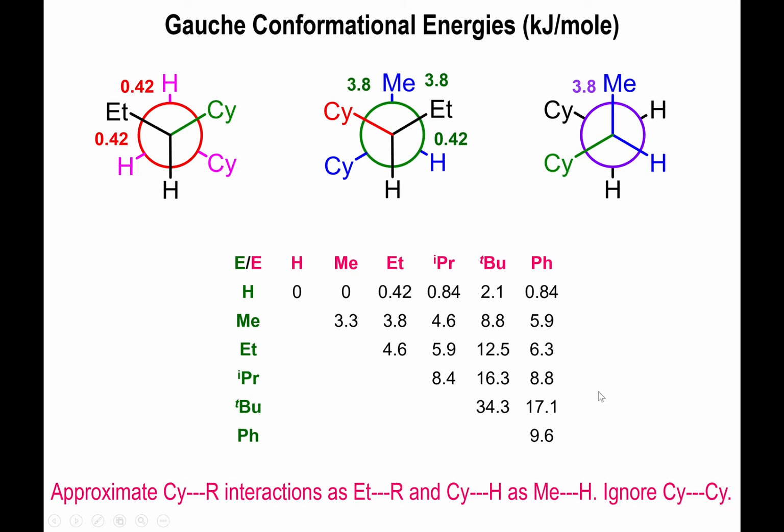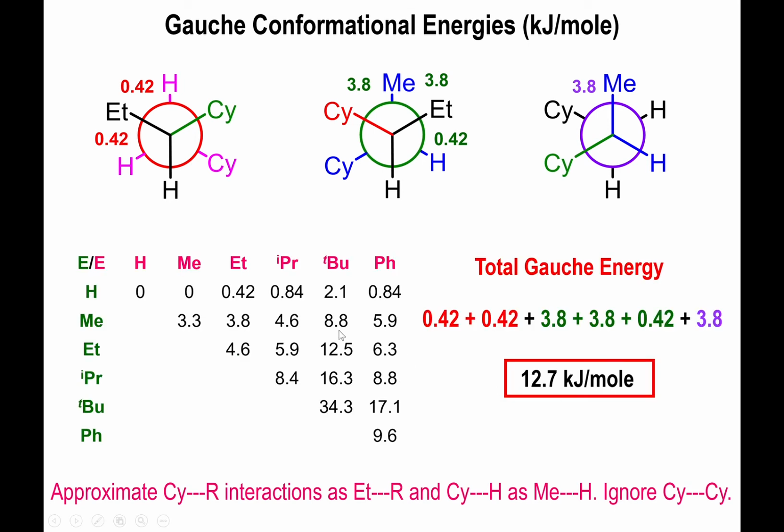So by analyzing the three separate Newman projections, collectively, they're giving you the total energy that your gauche interactions are going to be in your entire conformer. So what you want to do is add up all of them, 0.42 plus 0.42 plus 3.8 plus 3.8 plus 0.42 plus 3.8, as you can see right here. And added together, they give you 12.7 kilojoules per mole.